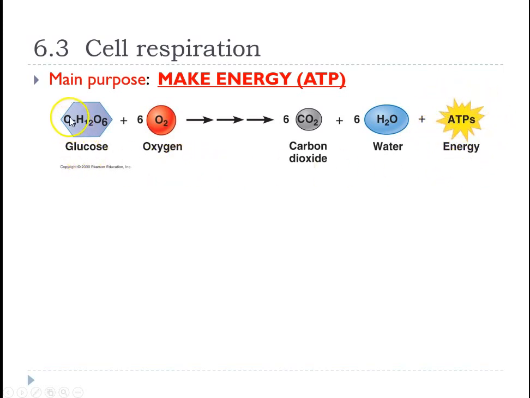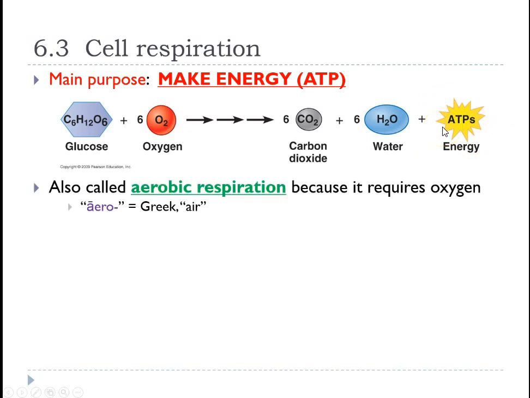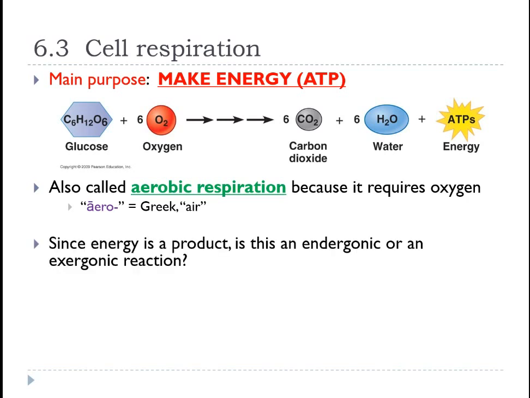You'll need to know glucose as C6H12O6. Just think about it as 2 6s, and you add the 2 6s up, it's a 12. That might help. The O2, we need 6 of them. And when we come out, we're going to have 6 CO2s, 6 waters, and a ton of ATP. This is also known as aerobic respiration because it requires oxygen, and the minute oxygen is taken out of the equation, everything starts to stop.